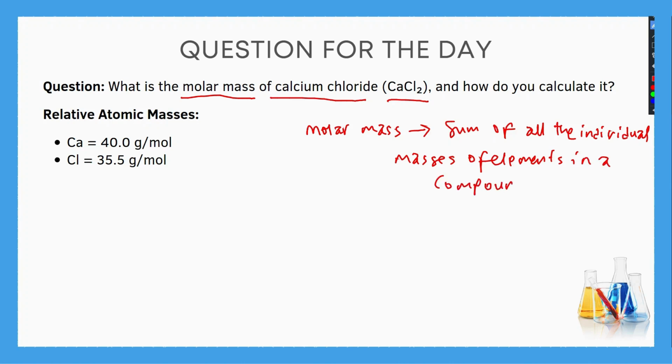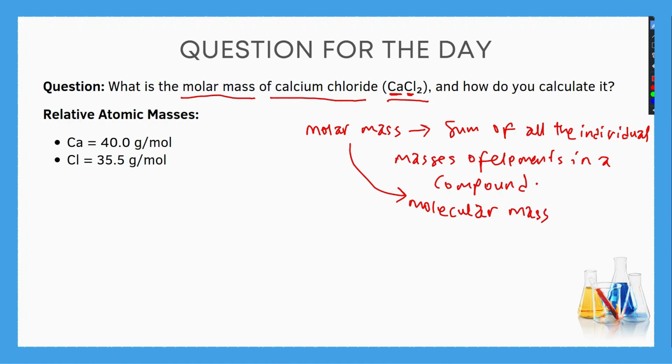Okay? So when they say molar mass, they're simply asking you to add up the individual masses of all the elements contained in a compound. And molar mass is also called molecular mass. That's another name we call it in chemistry. So what they're simply asking us to do is to add all the individual elements, their masses in this compound, and then get the total. So let's do that very quickly.